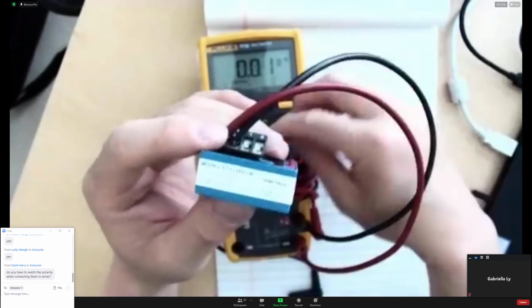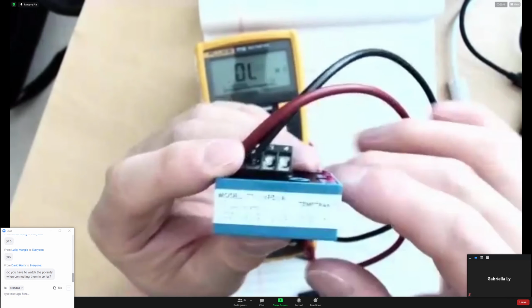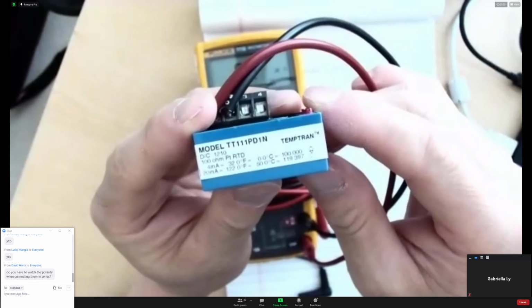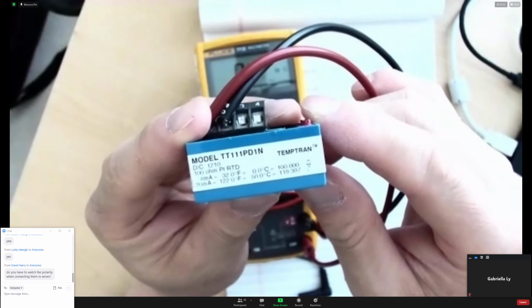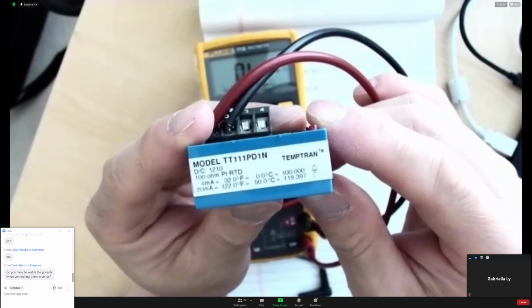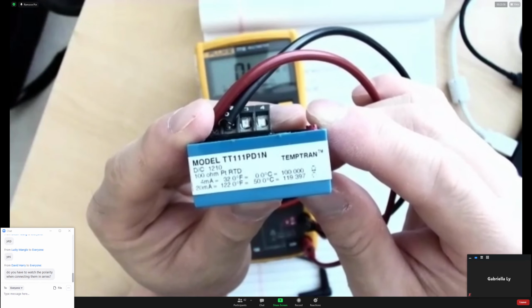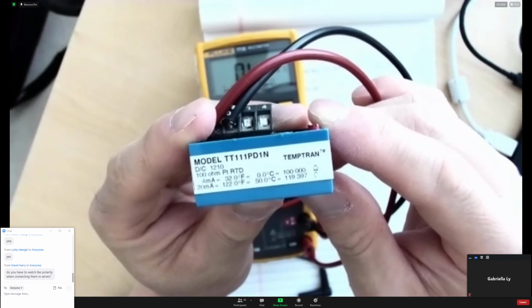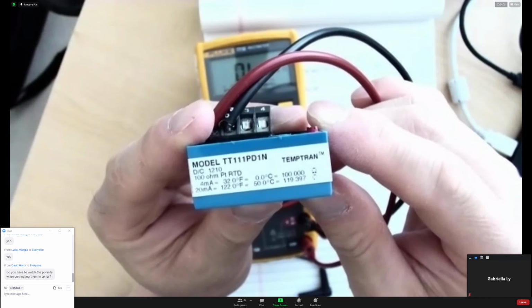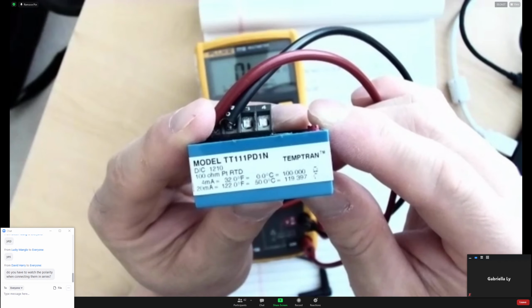Yeah, I don't think I can make this thing work down here. But if you're looking on the label or specification down here, it's supposed to be a 100 ohm resistance temperature detector.